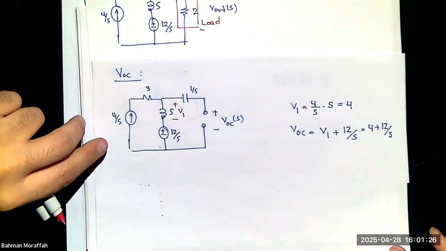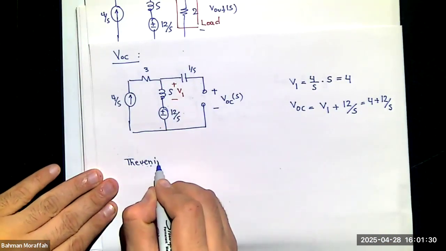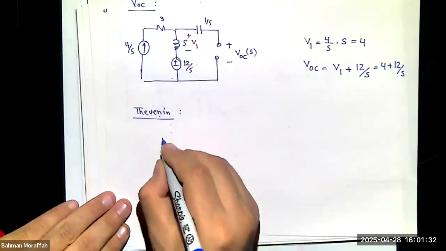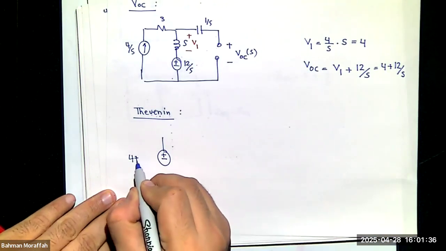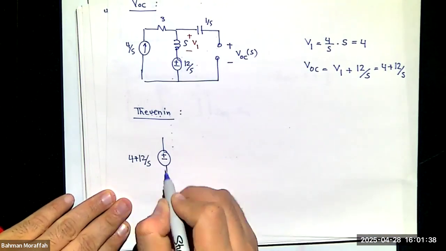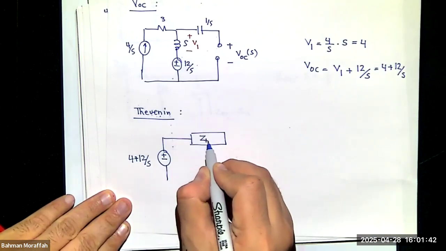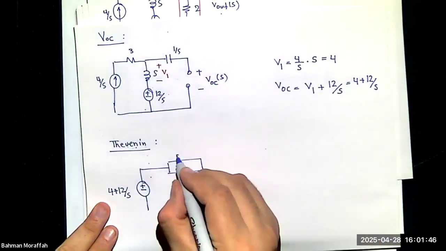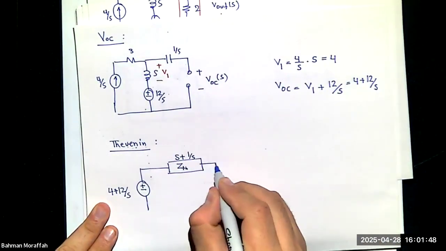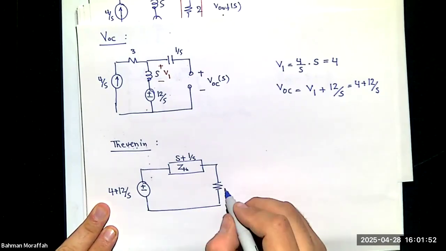Now I have our Thevenin. I have the open circuit. I have the Thevenin circuit. I have the open circuit, which is 4 plus 12 over S. I have my Z Thevenin, which I just computed as S plus 1 over S. And now I'm going to stick the load back in here.